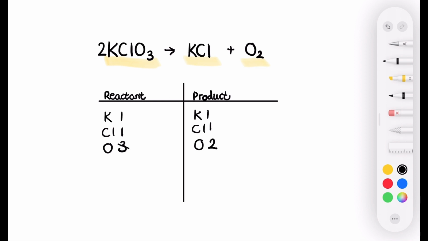We now have 6 oxygen on the reactant side, 2 chlorine, and 2 potassium. We can add a coefficient of 3 in front of the oxygen gas, so we now have 6 oxygen on the product side. However, now the potassium and chlorine are not balanced. To balance it, we can add a coefficient of 2 in front of potassium chloride. Now we have 2 potassium on the product side and 2 chlorine. And this is a balanced equation.